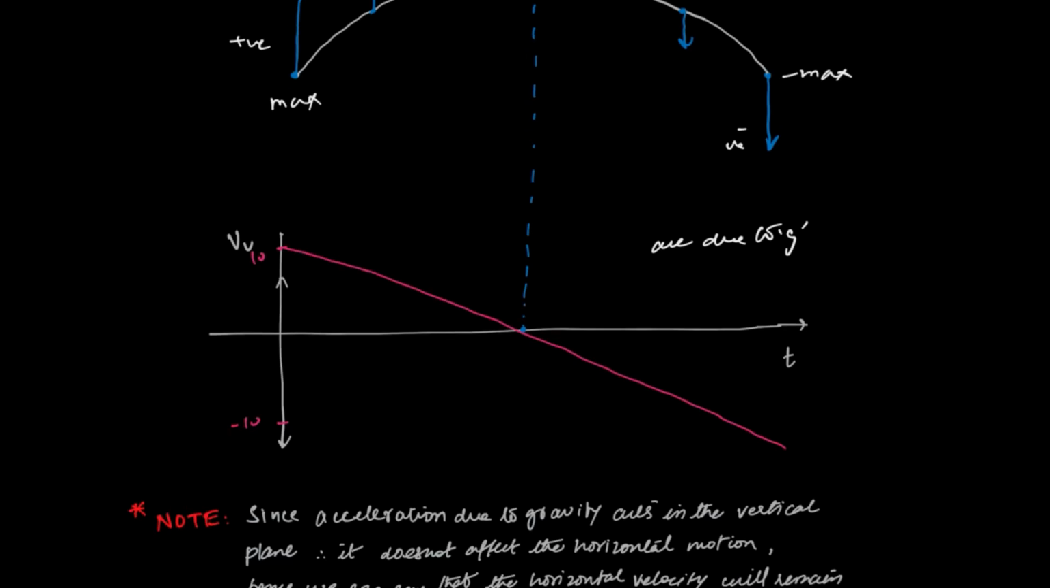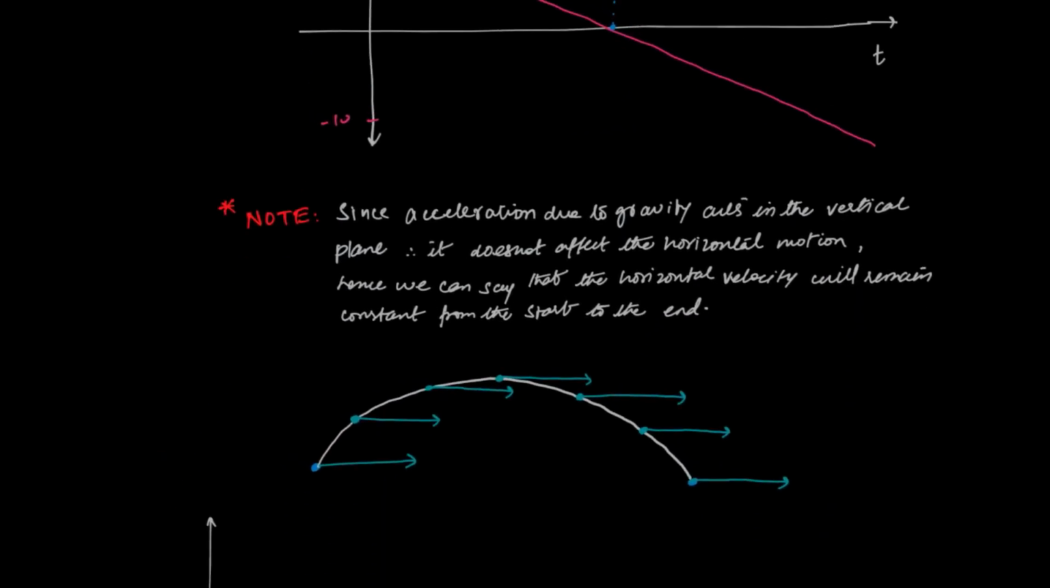Moving on, the next note says that since acceleration due to gravity acts in the vertical plane only, it does not affect the horizontal motion. The horizontal motion would not be affected, and that's the reason why we could safely say that the horizontal velocity of the object would remain constant from the start to the end, throughout its motion.